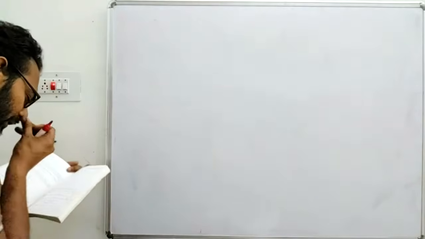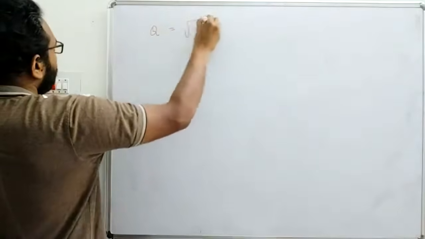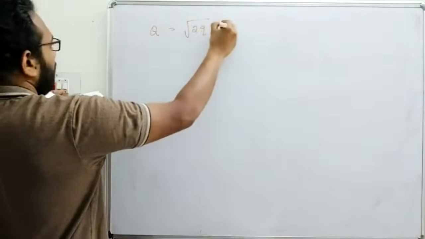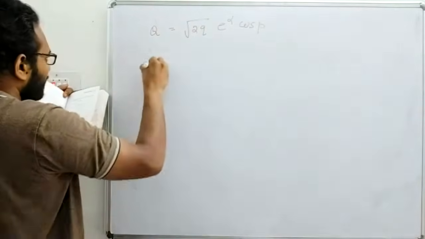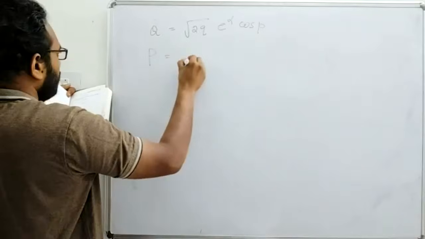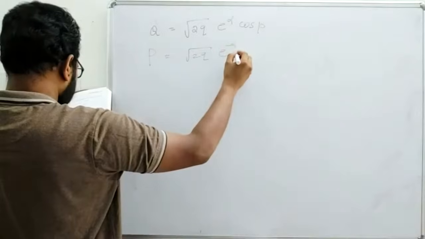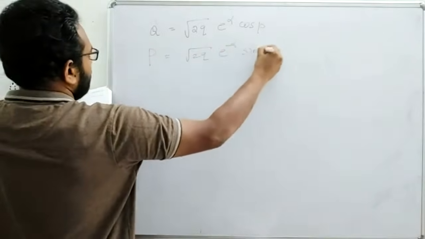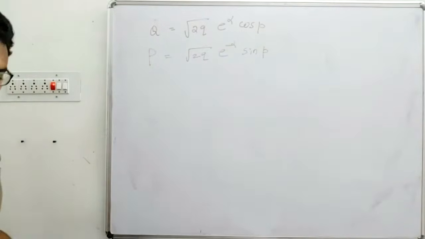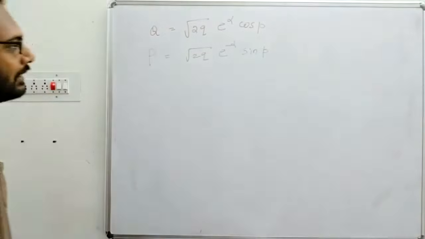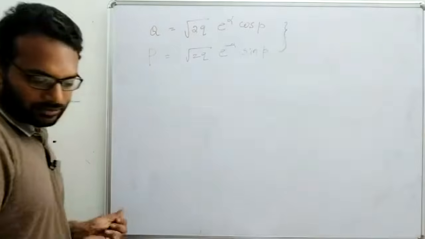Show that the following transformation is canonical. You've got capital Q equal to square root of 2q e raised to alpha cos p, and capital P equal to square root of 2q e raised to minus alpha sin p. Alpha is a constant. The question is whether this is a canonical transformation or not.